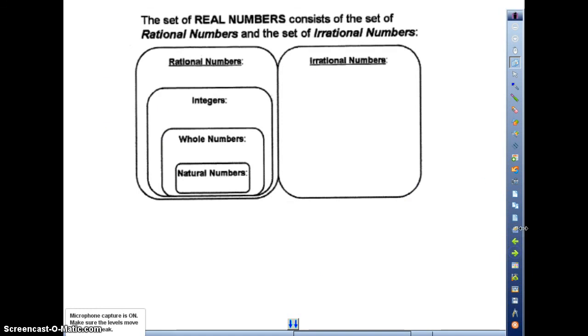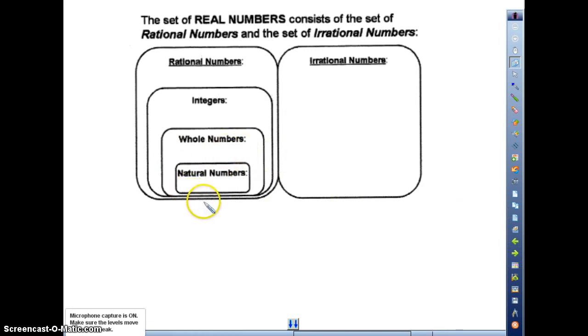Do you guys have a copy of this? This is a little cut and paste we're going to put in our journal. Okay? And it's called the real number system. The real number system consists of a set of rational numbers here and a set of irrational numbers here. All right, now let's start with rational numbers. And we're going to start with natural numbers.